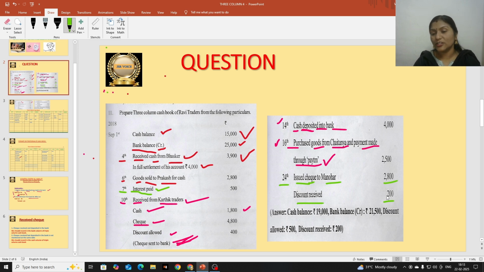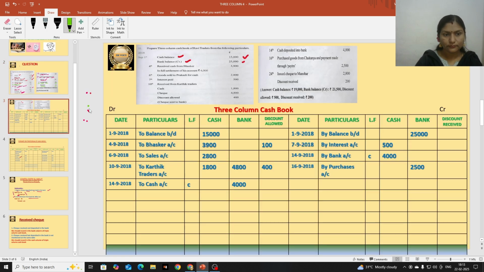But what are we going to mention? The name of the person, by Manohar account. So let us record that. Date column, 24th. By Manohar account. Where will we put the amount? In the bank column, because what they are giving, what they are issuing, is a check. So put the amount 2,800 in the bank column.